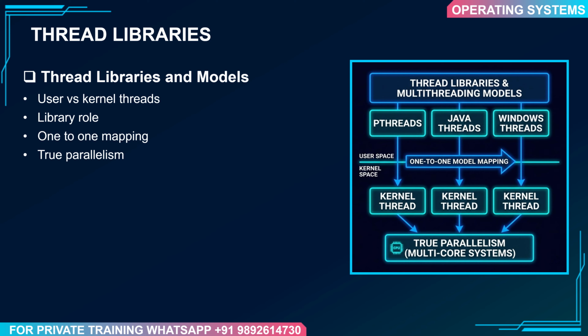At this point, it is important to connect this topic with something you learned earlier. When we discussed user level and kernel level threads, thread libraries played a key role. Some thread libraries manage threads mostly in user space, while others rely heavily on kernel support. Modern implementations of pthreads, Java threads, and Windows threads usually map threads directly to kernel threads using a one-to-one model. This allows true parallelism on multi-core systems, which you studied earlier in the multi-threading models topic.